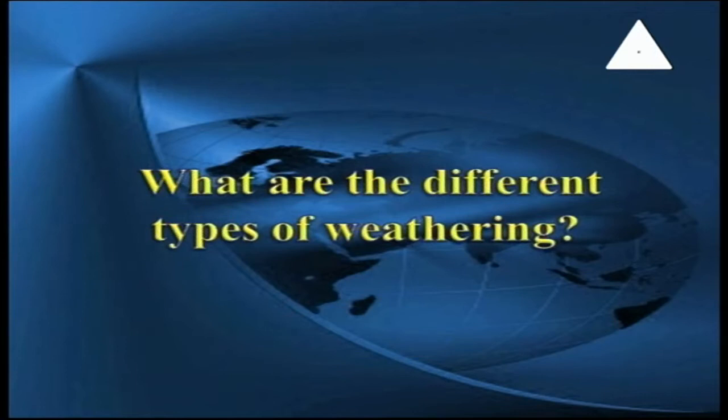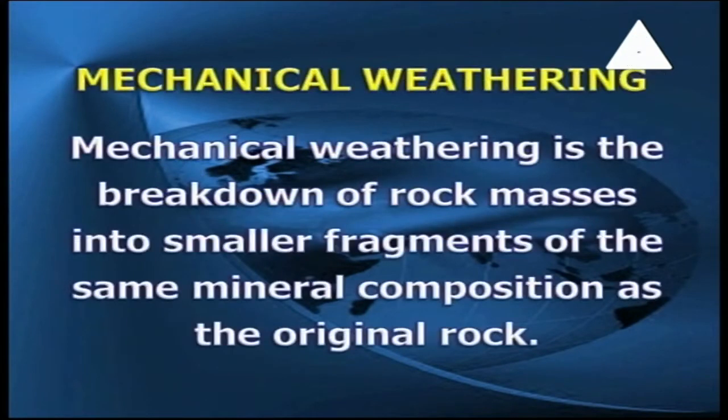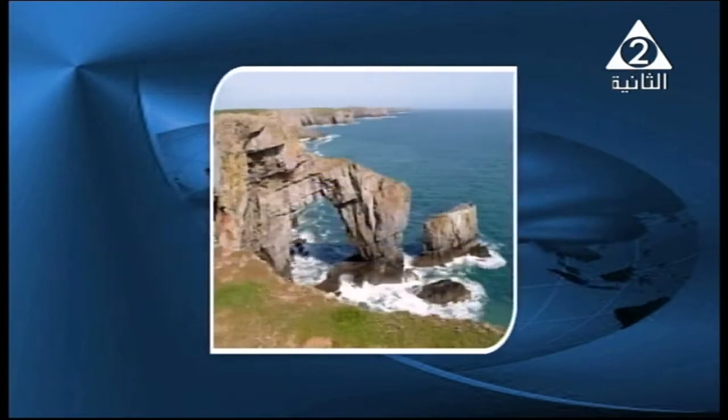Now, my dear students, we start with the following question. What are the different types of weathering? We have two types of weathering. We start with the first type, mechanical weathering. Mechanical weathering is the breakdown of rock masses into smaller fragments of the same mineral composition as the original rock.